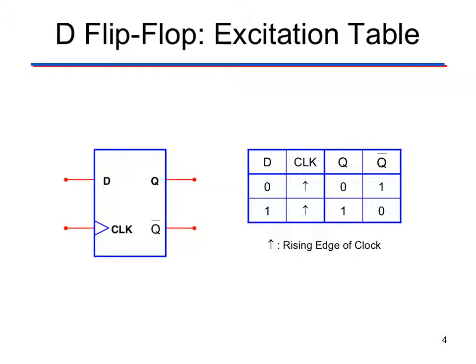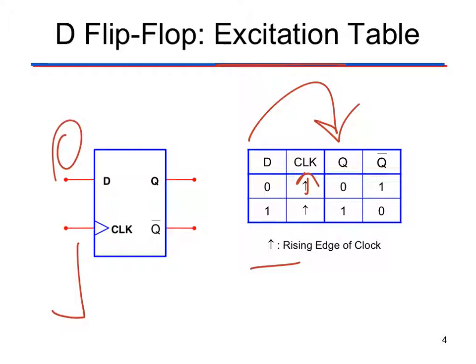So let's look at a D flip-flop excitation table. As you can see, whenever a 0 is sitting on the input and the clock rises, whatever's sitting on that input will be outputted. We know that the arrow on a truth table here stands for the rising edge of the clock. So whatever is sitting on that input on the rising edge of the clock will be the output of Q. In this case, 0 on the input, the clock rises, 0 is on the output.